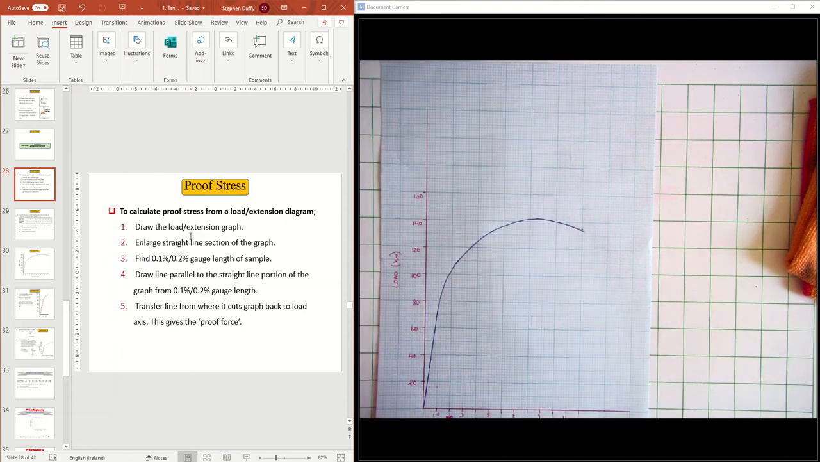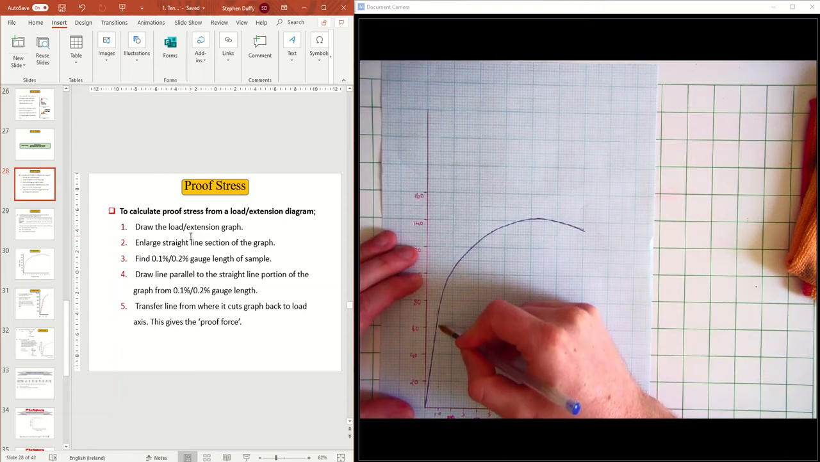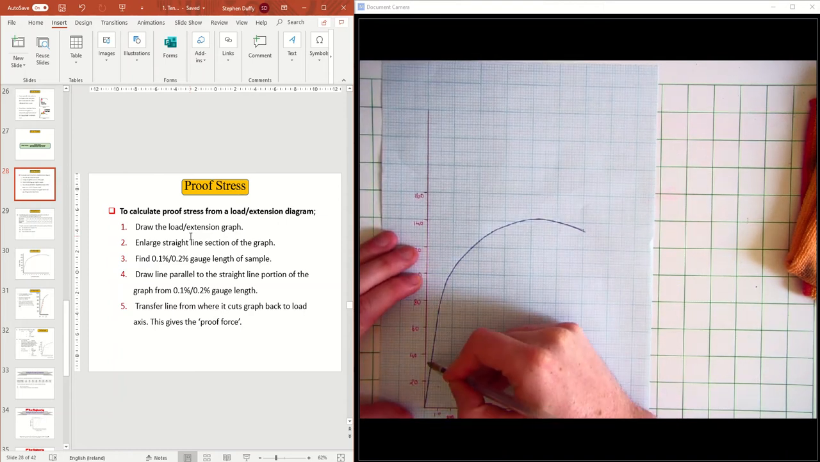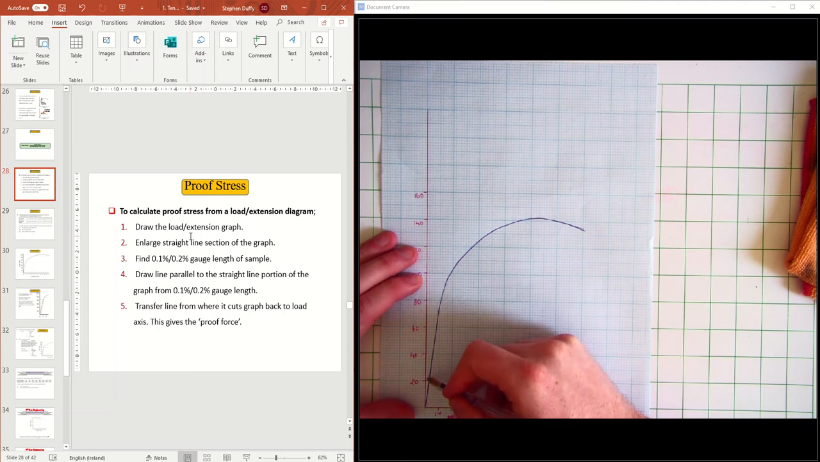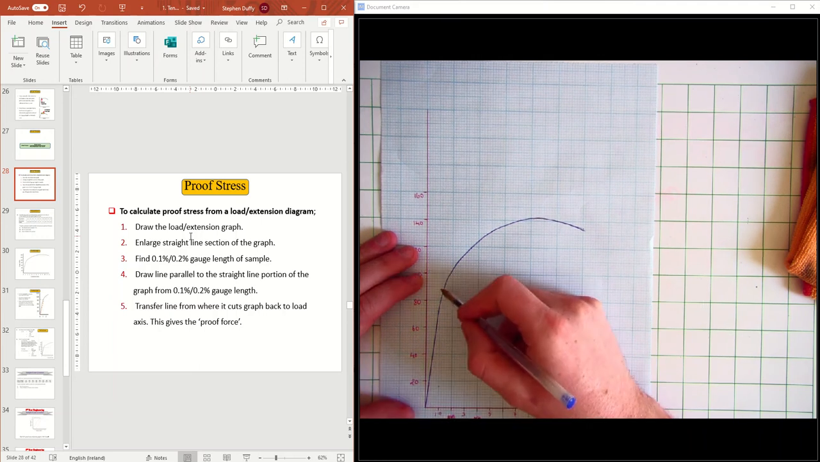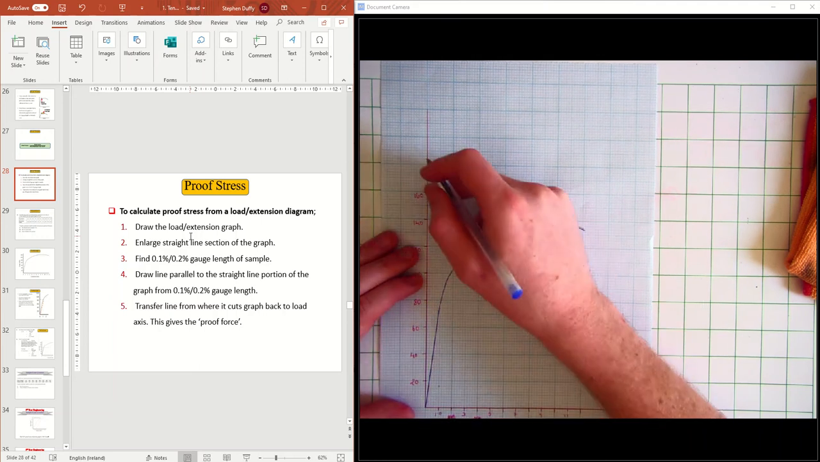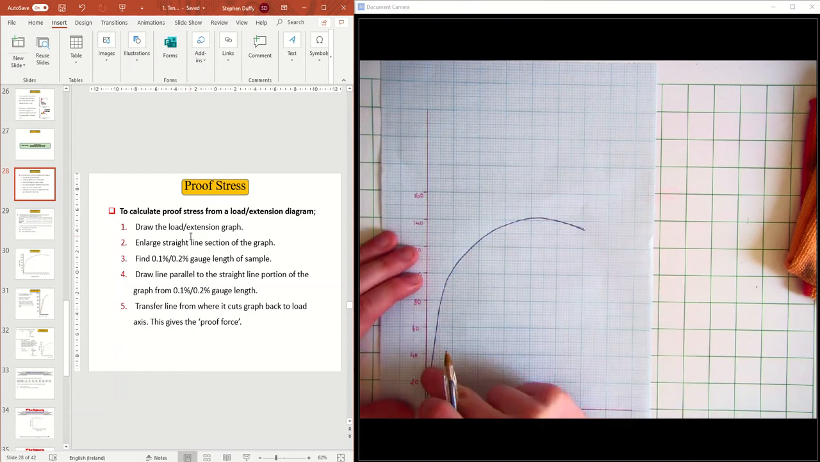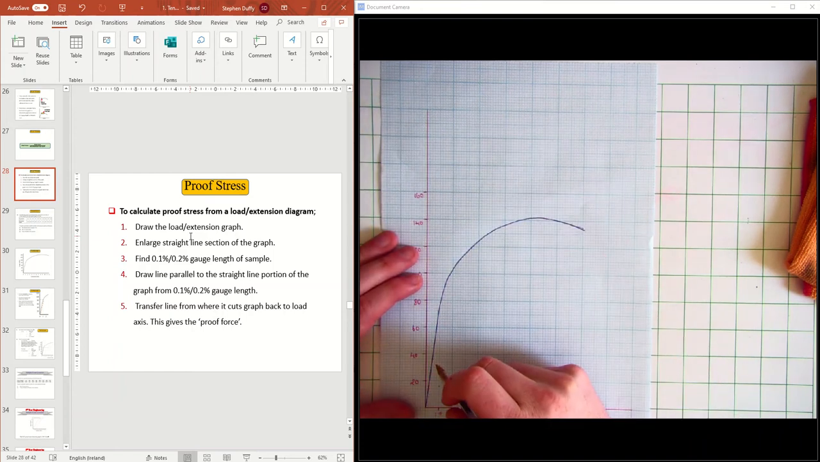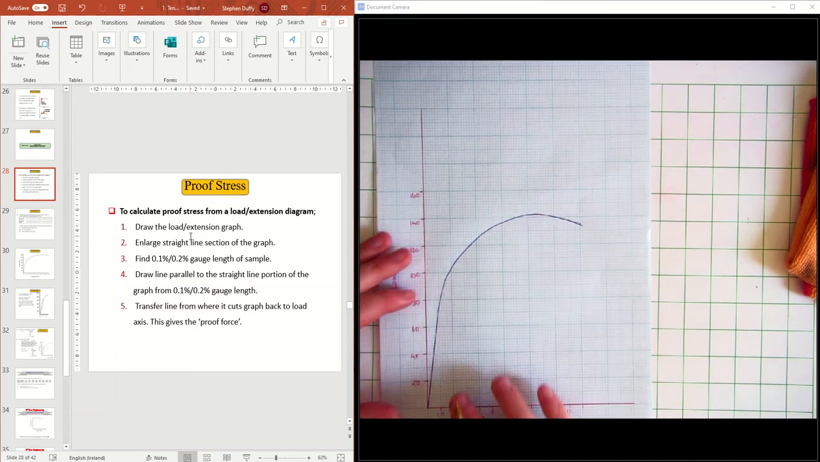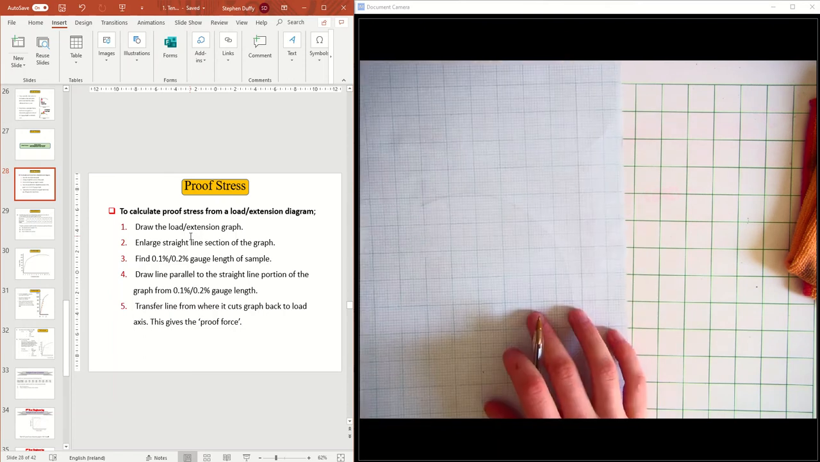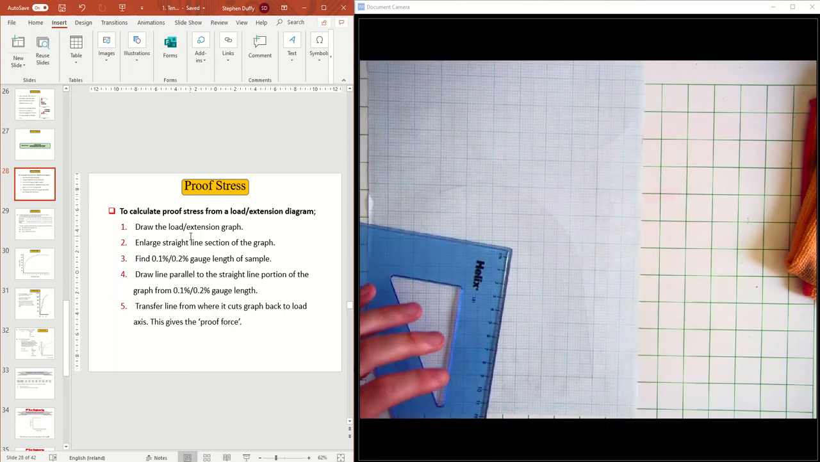Now, I know this here is a straight line section of my graph. The straight line section is always going to be in the elastic region of the graph, the first section of the graph. I want to enlarge this section. So I need to start drawing a new graph with an enlarged elastic region.